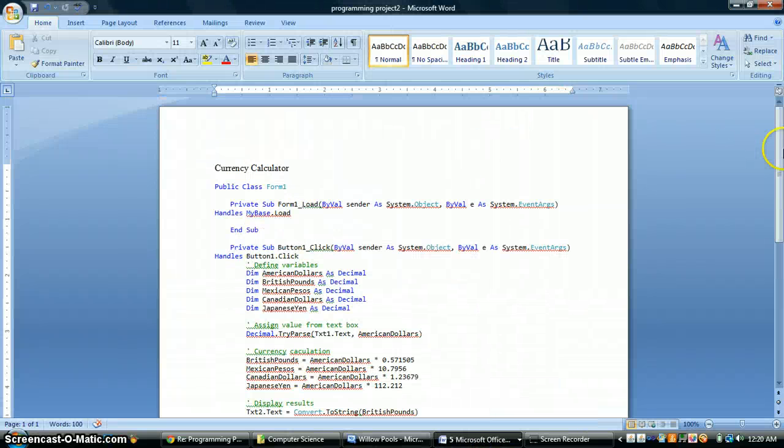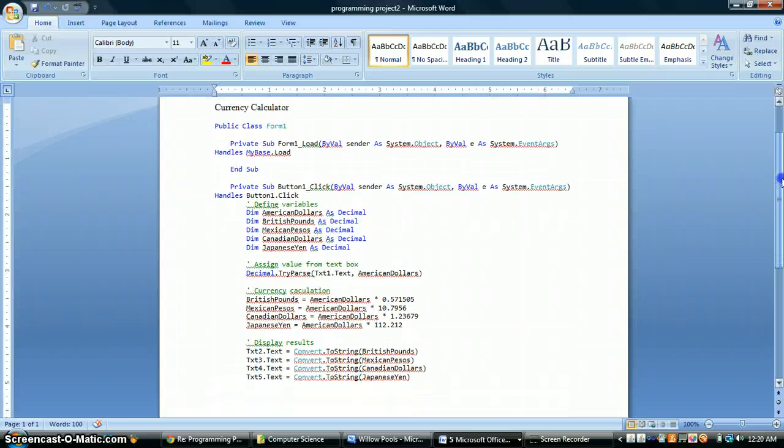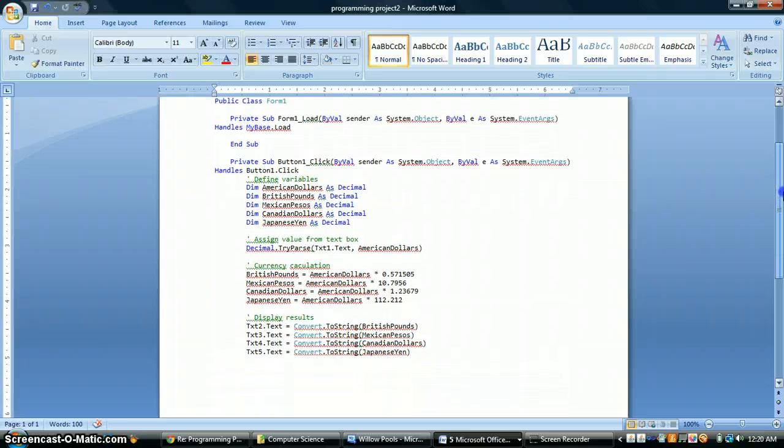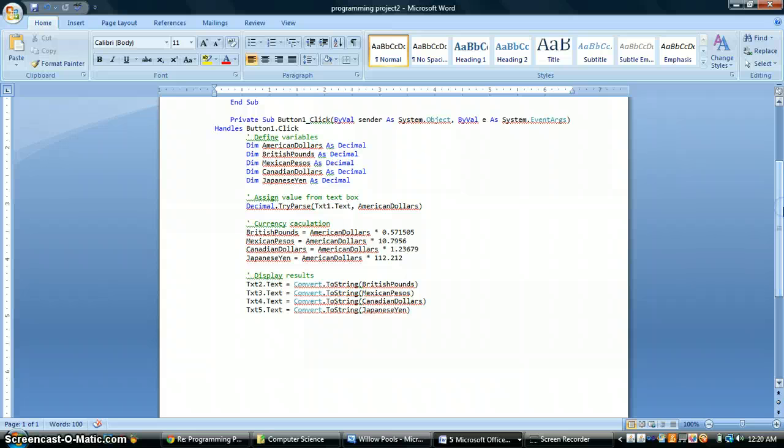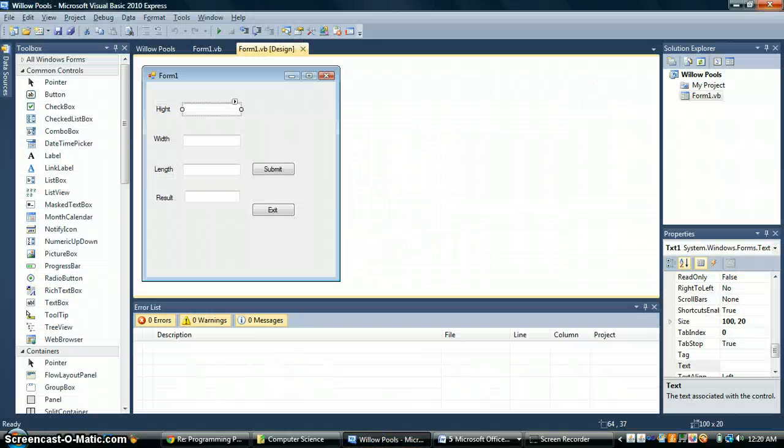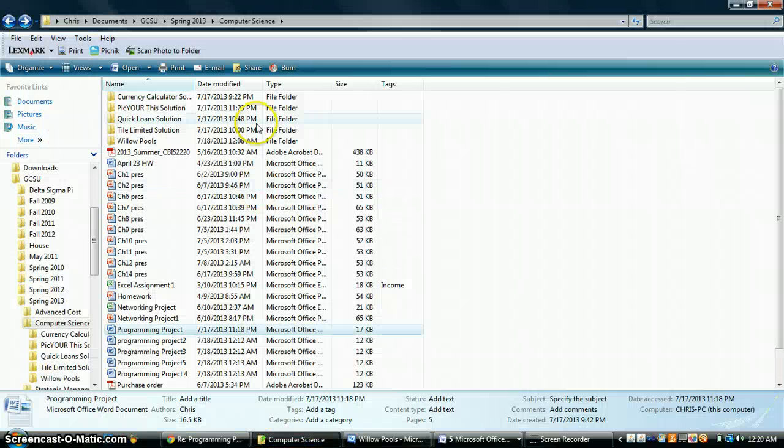And the second part was the currency calculator. And here's the code that I wrote for that. And let me pull up the application real quick.